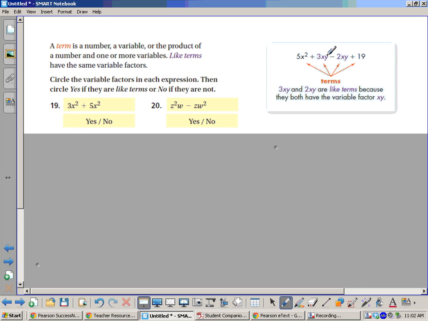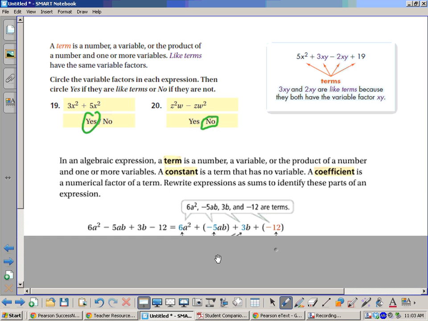Like terms mean they have the same variable and the same exponent. So in this case, these both are xy. These are considered to be like terms. Down here we have 3x squared and 5x squared, so those two are like terms. This is z squared w minus zw squared. Now these are not like terms. Even though they have the same variables, notice the squared is on the z here and on the w here, so these are not like terms.